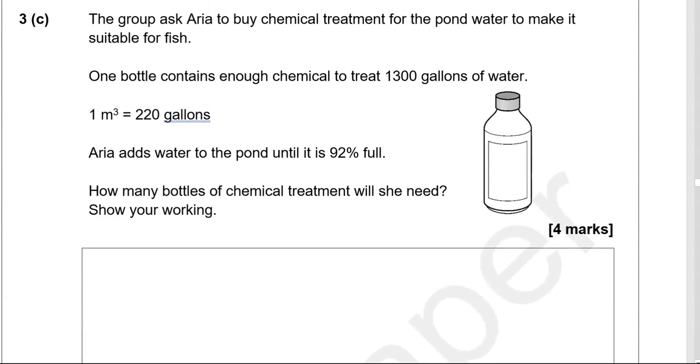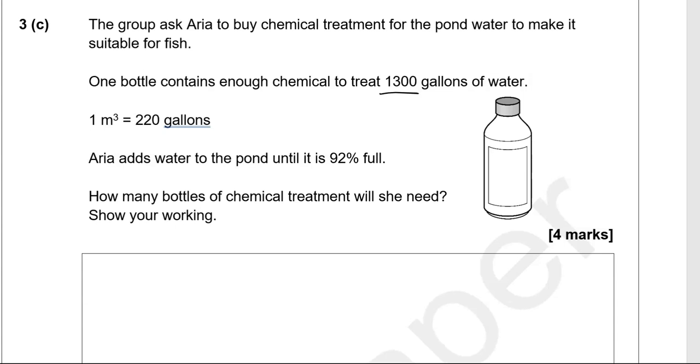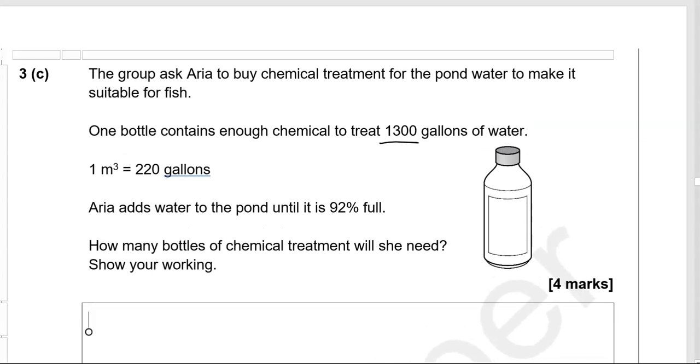The group asked Aria to buy chemical treatment for the pond water to make it suitable for fish. One bottle contains enough chemical to treat 1,300 gallons of water. 1 cubic meter is equal to 220 gallons. Aria adds water to the pond until it is 92% full. How many bottles of chemical treatment will she need? Show your working. So, first of all, let's work out how much water she's going to put in the pond.